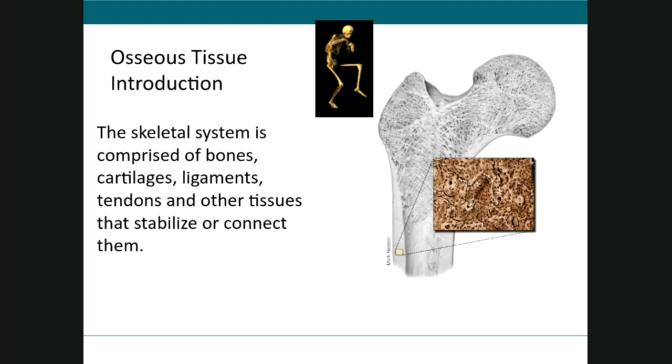Today we're going to talk about bone tissue. When we discuss the skeletal system, it's composed of bones, cartilage, ligaments. Remember the definition of ligaments? It's the connective tissue that connects one bone to the other. Tendons is the part of the skeletal muscle that connects to the bone. And we'll talk about other tissues that stabilize and connect to them.